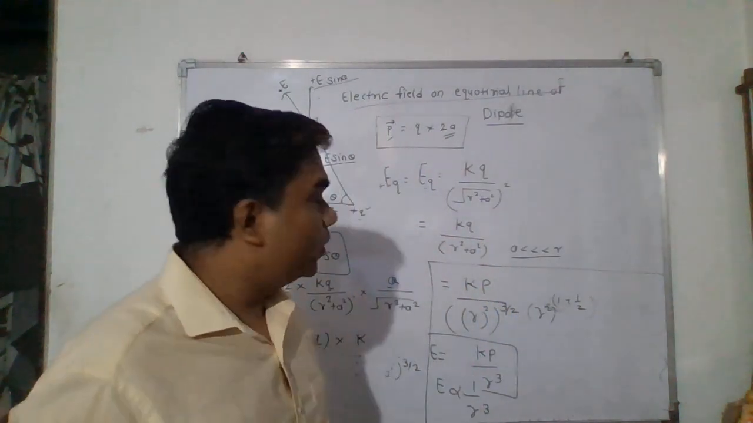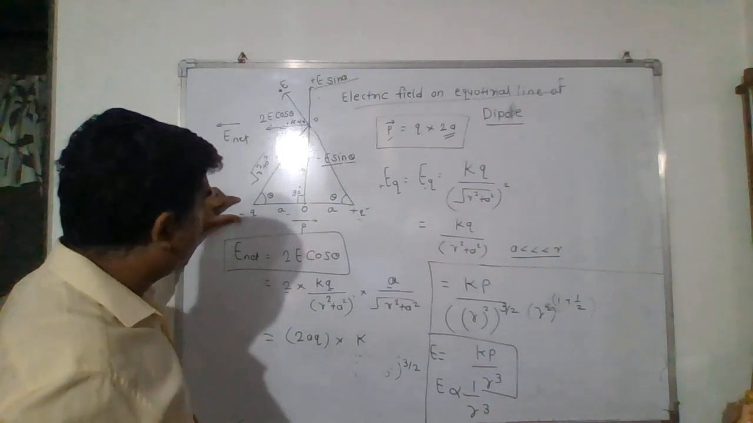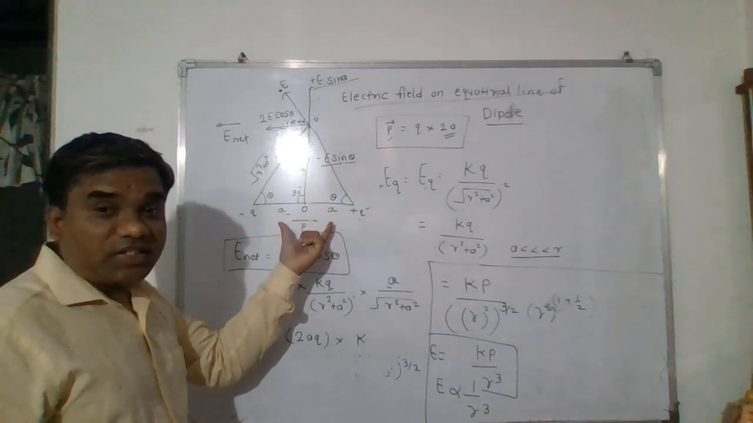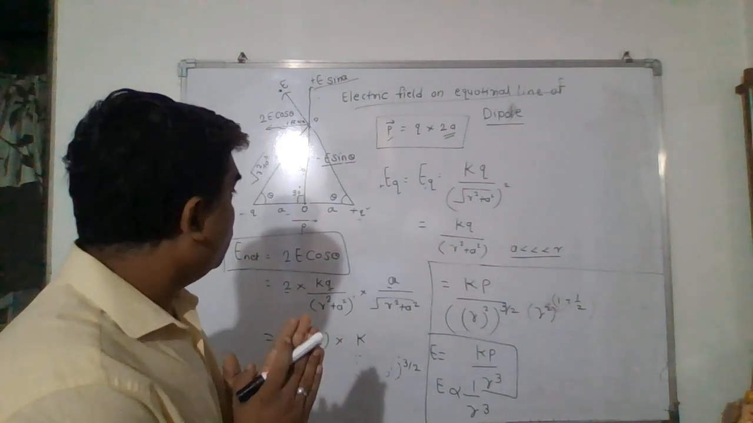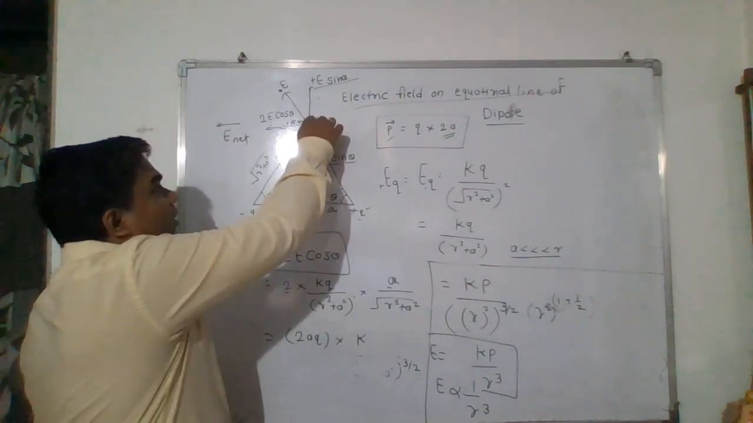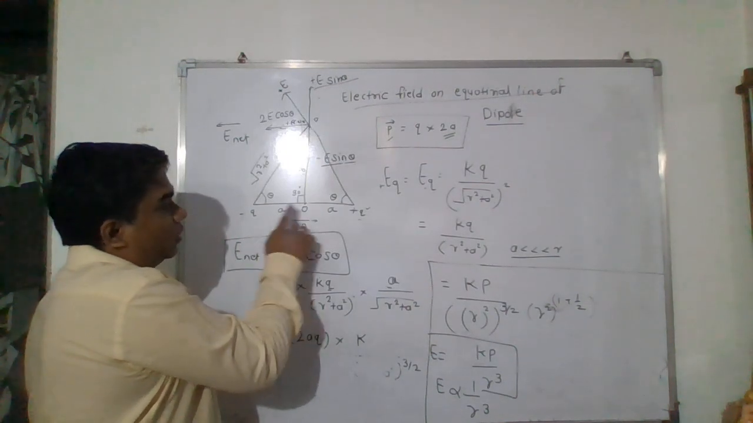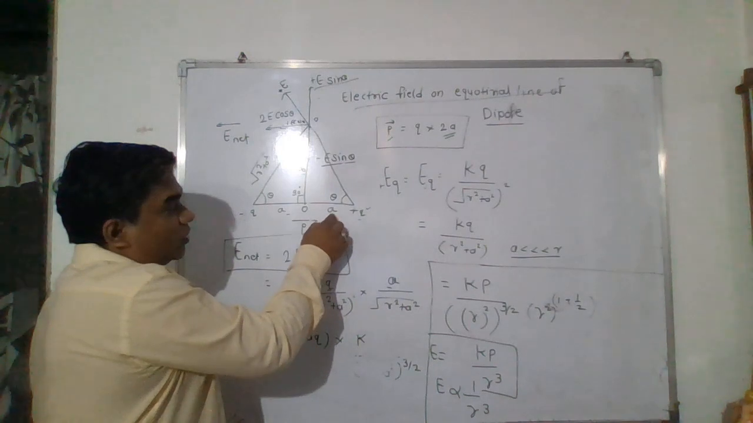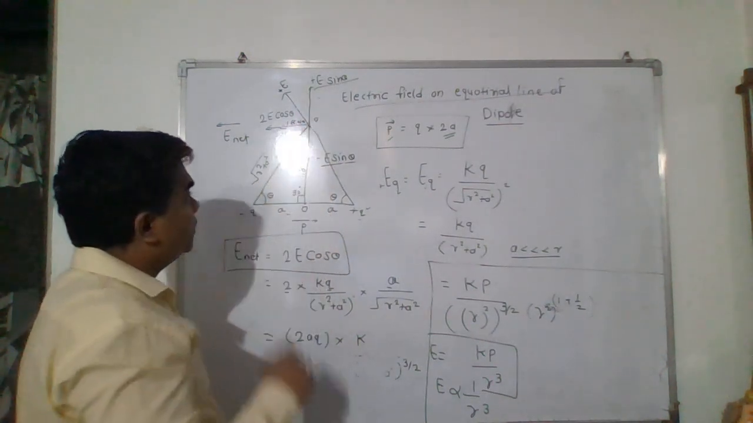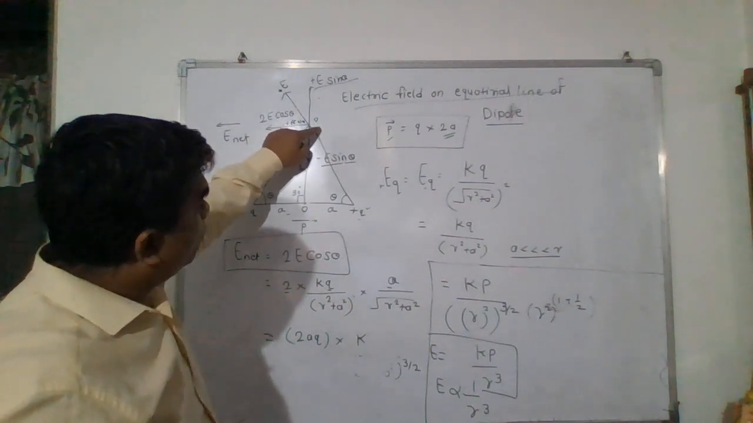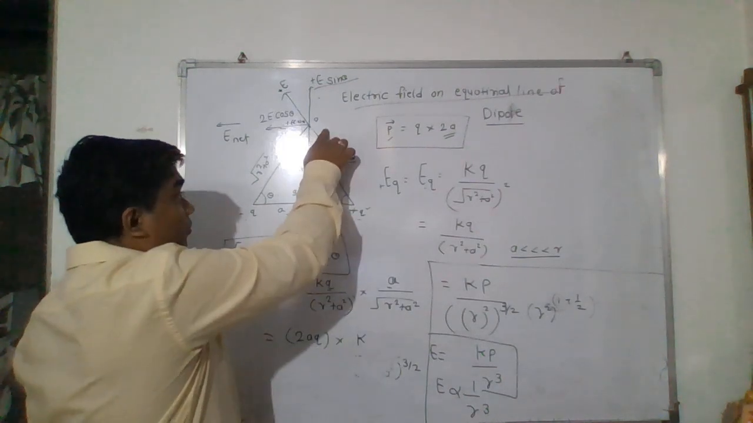So here also we have two charges, plus q and minus q, separated by a distance 2a. The equatorial axis is located at a distance a from minus q, and also from plus q it is located at a. We have drawn this equatorial axis. Point P is the point where we have to find the electrical field.